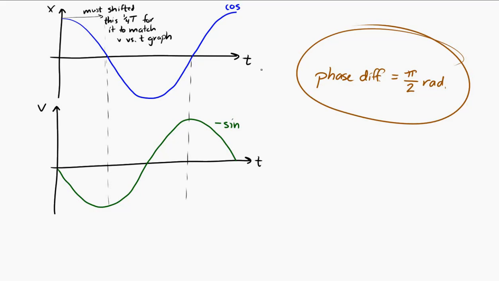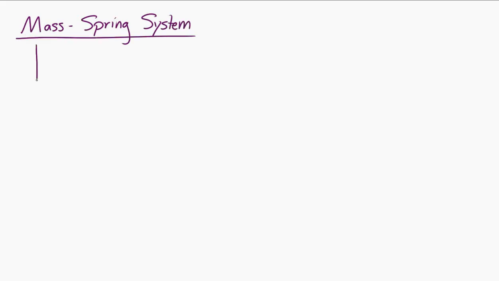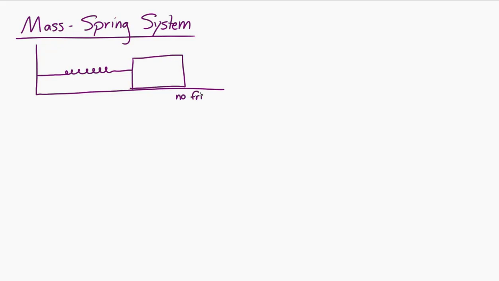Okay, let's look at a mass spring system in detail. So a mass spring system, when I say that, I mean something like this. Let's say we have a frictionless surface, a block, and a spring like that. Well, if we do that, this block is going to oscillate back and forth around its equilibrium position.